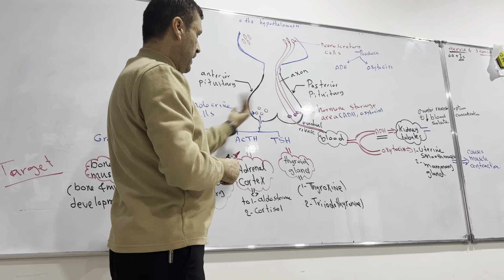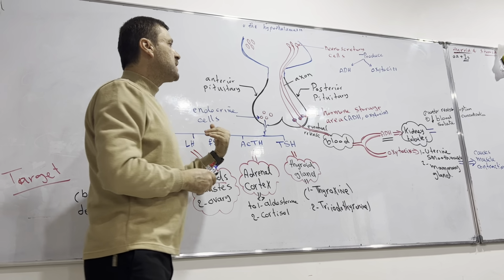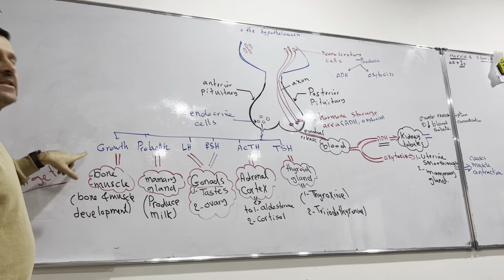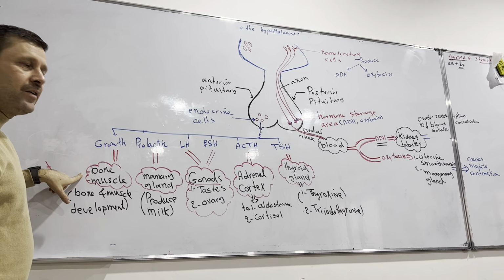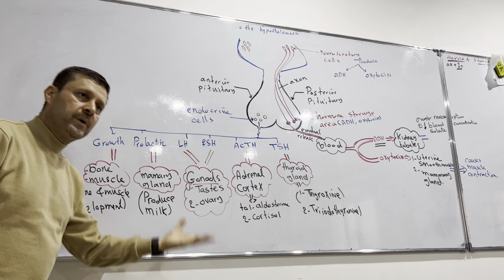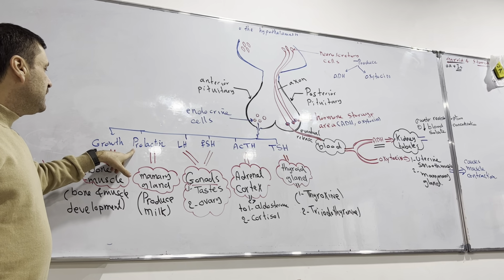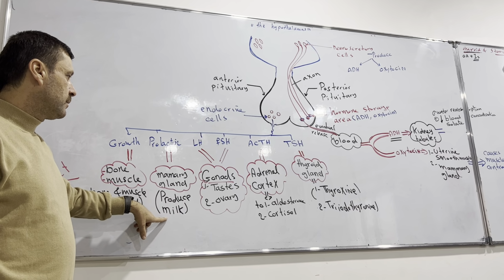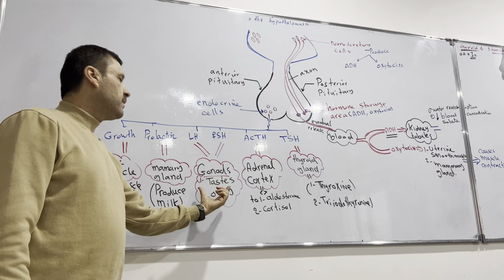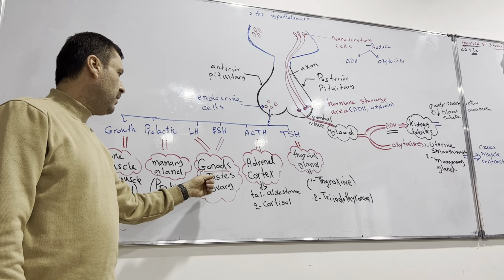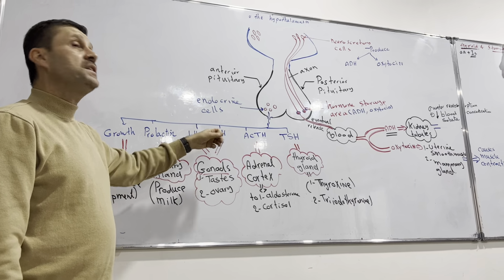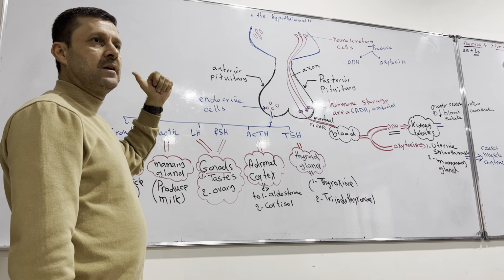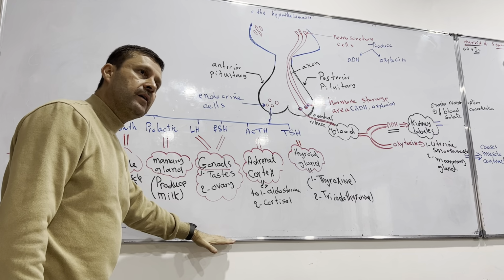The anterior portion produces how many hormones? Six. Growth hormone targets bone and muscle, so it stimulates bone and muscle growth and development. Prolactin targets the mammary gland, so it causes milk production. LH and FSH target the gonads, controlling their functioning.